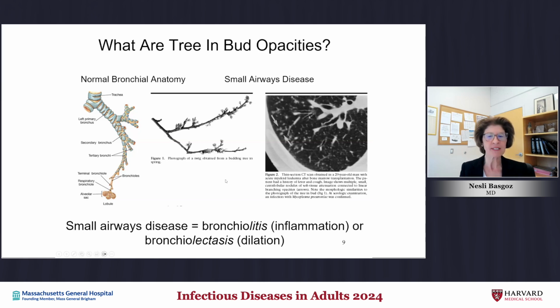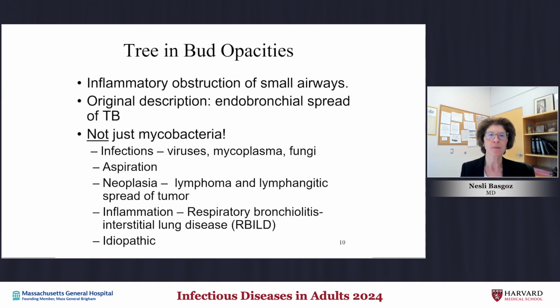Someone, once upon a time, thought that this resembled a tree in the spring with buds that are about to erupt, and this term caught on. If the airways are inflamed or mucus impacted, we call that bronchiolitis. But if they're actually dilated, as with some of these, that's called bronchiolectasis. Not a commonly used term, but apt.